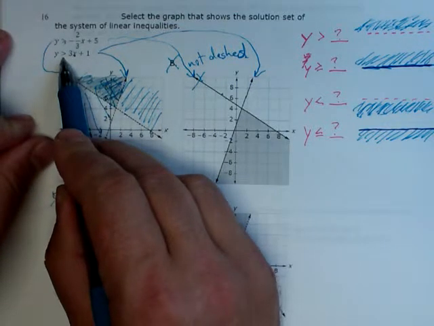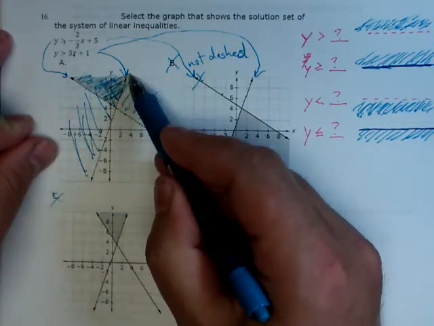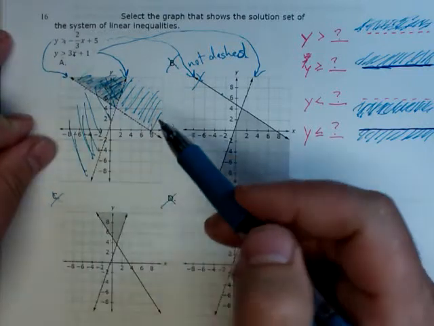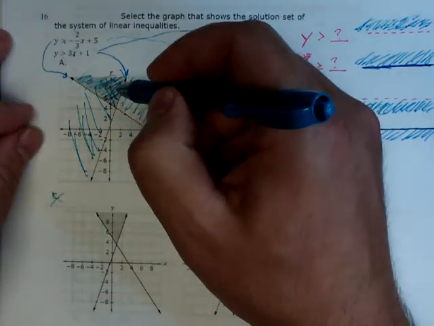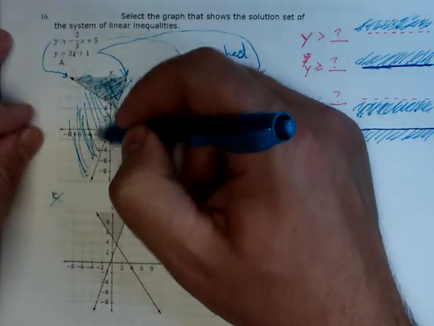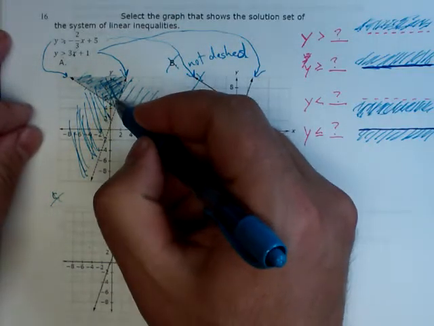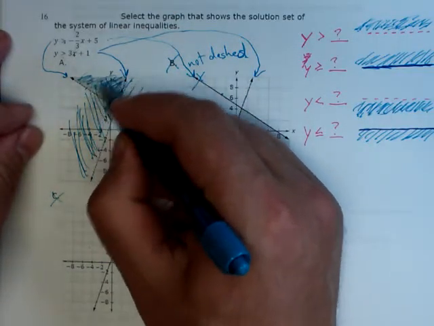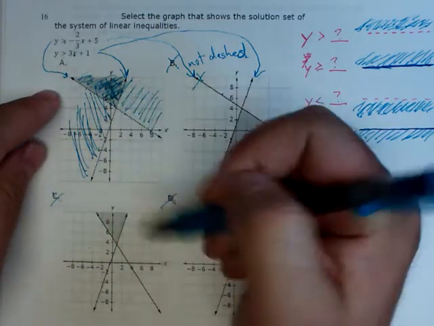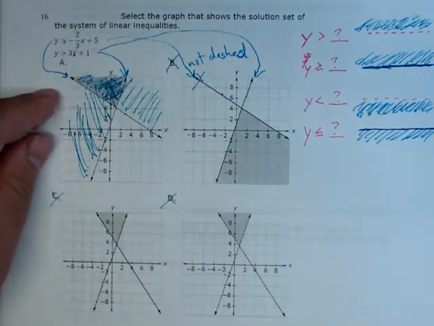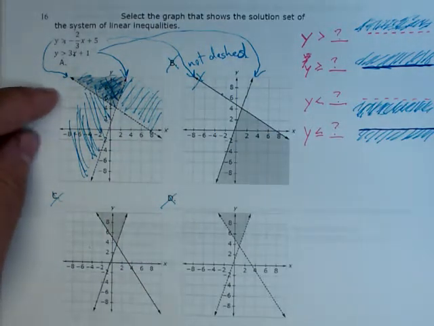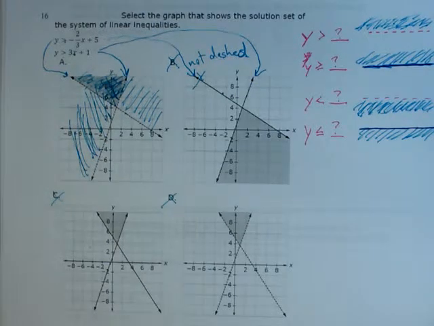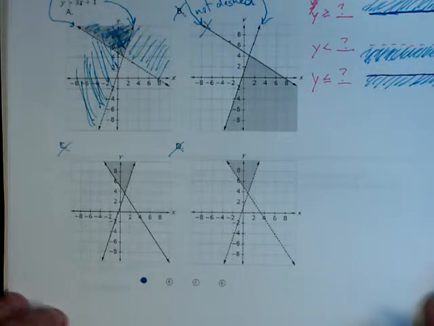In terms of inequality 2, this one here, it's dashed. That's good because it's greater than, not greater than or equal to. And then everything above the line is good to go. And the region where these overlap, right in here where it's shaded, is what tells us that this is the correct region to shade. And so our answer is A.